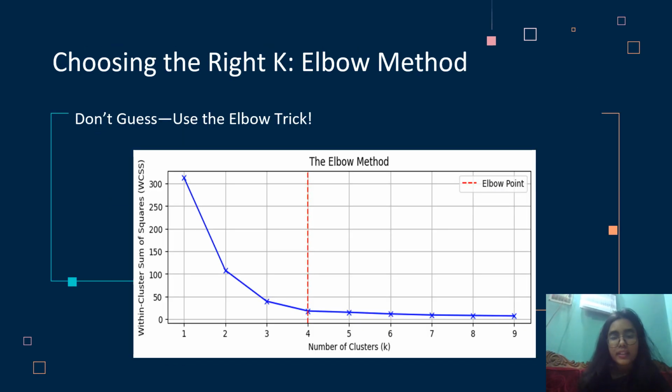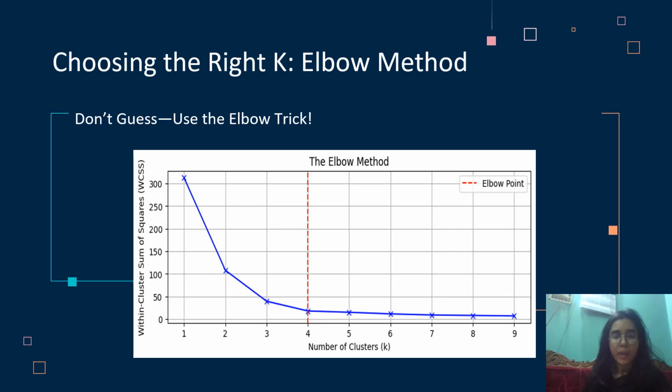One challenge with K-means is deciding on the right number of clusters. How many Ks to have? That's where the elbow method comes in. Guessing isn't really reliable. We run K-means for different values of K and plot the within-cluster sum of squares, essentially the errors. Within-cluster sum of squares measures how well the data points are clustered around their respective centroids.